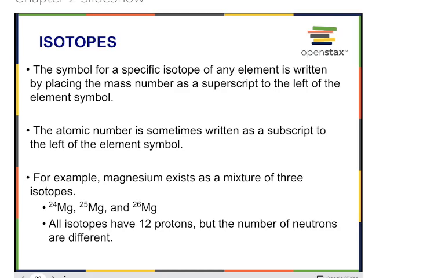Isotopes are elements that are going to be similar, but they have a different number of neutrons. So we talked about ions having different numbers of electrons. Now we're talking about isotopes having different numbers of neutrons. All isotopes of the same element have the same number of protons, but their neutrons are different. For example, magnesium exists in nature as a mixture of 3 isotopes: magnesium-24, magnesium-25, and magnesium-26. All of these isotopes have 12 protons, but the number of neutrons are different.